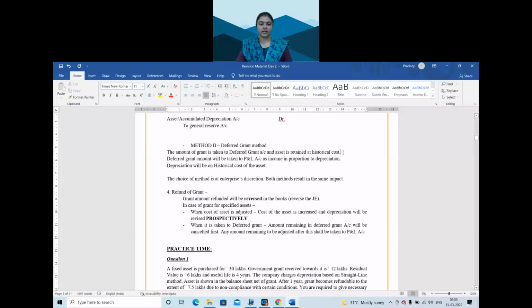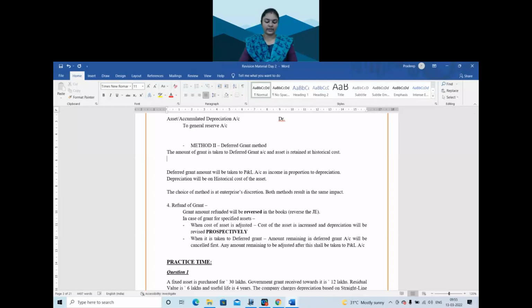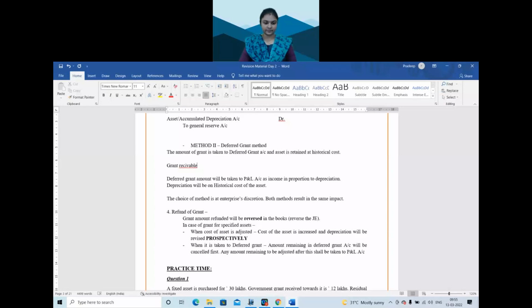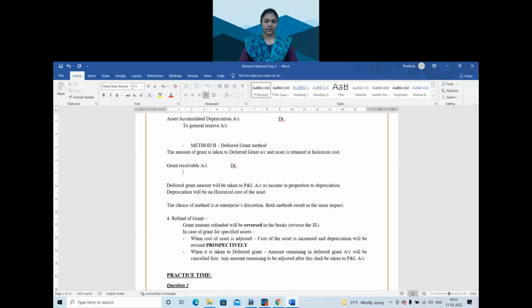So here, what will be the journal entry? It will be grant receivable account debit to deferred grant account.